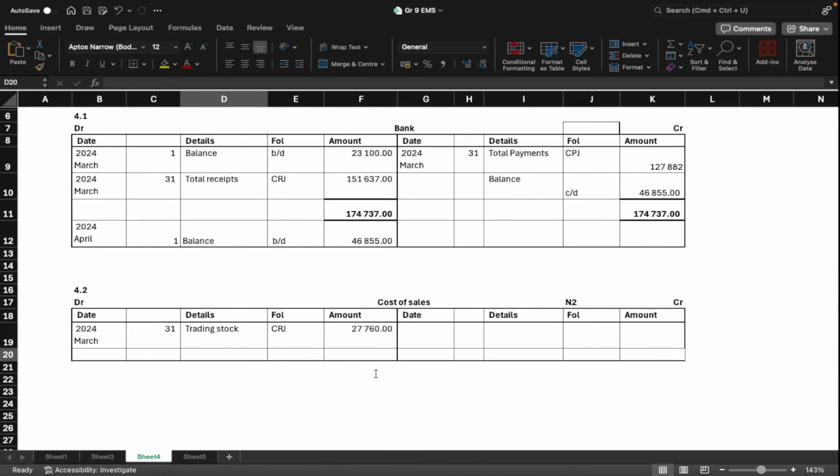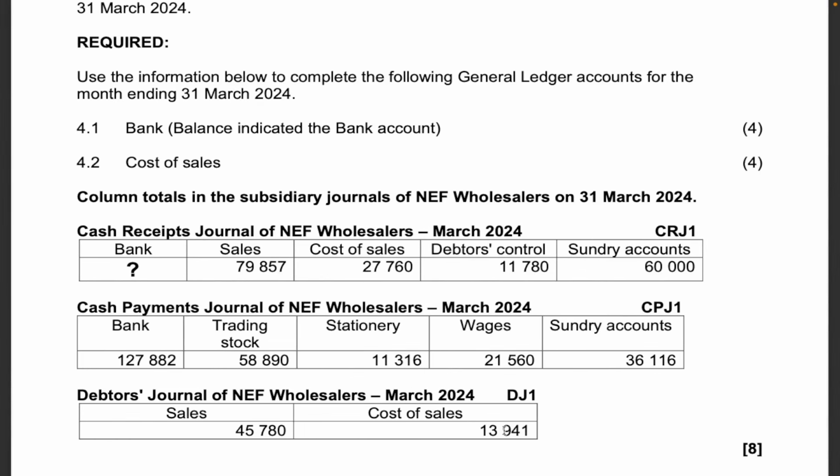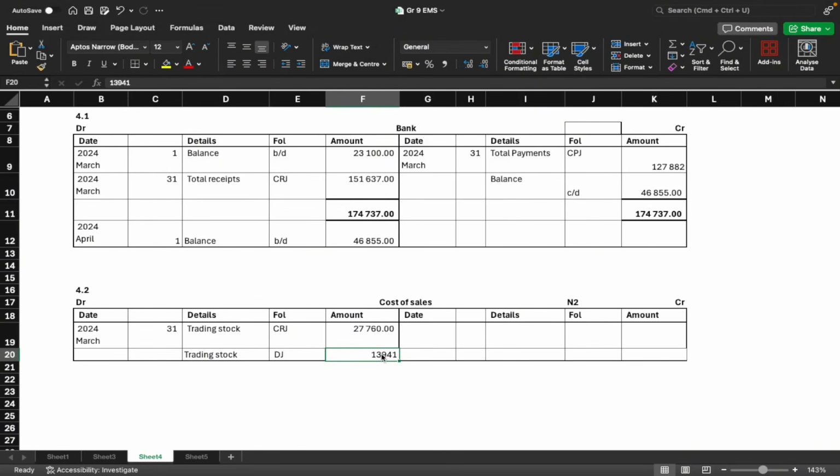So we're going to write here trading stock. Remember, the date is the same, the end of the month. And why are we writing trading stock? Well, because we are debiting cost of sales, we are crediting trading stock. And as I mentioned, it doesn't matter whether it was on cash, meaning CRJ, where we received money, or on credit, debtors journal, as we have here. And the folio is debtors journal, okay? And the amount is going to be 13,941 rand. So 13,941. And that's all we needed to do. I hope that has made sense. The only issue we had here is, of course, that they recorded them on the credit side as opposed to the debit side. And I can tell you now that was an error.